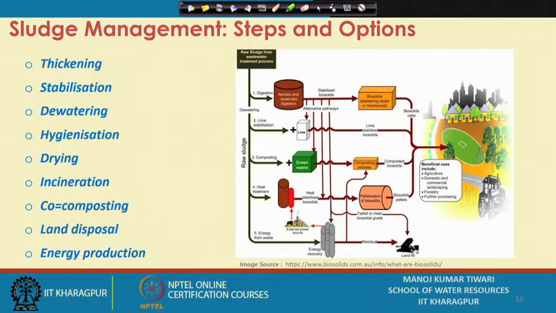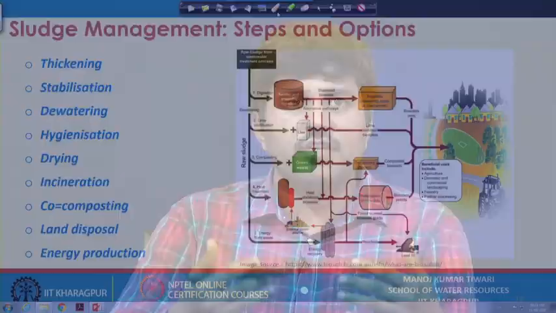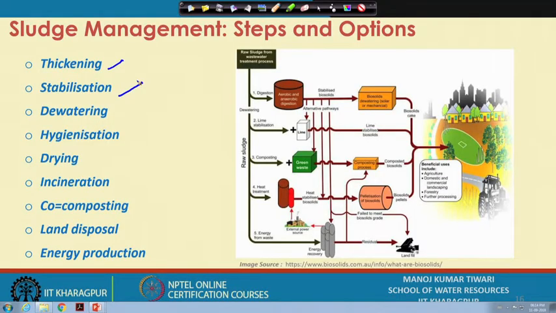If we see the sludge management steps and options, we have quite a few processes or steps which we can take for processing the sludge. This can involve basic thickening, stabilization where we stabilize the sludge, dewatering, then drying, incineration, composting or co-composting, land disposal, and energy production. So there are a variety of options.